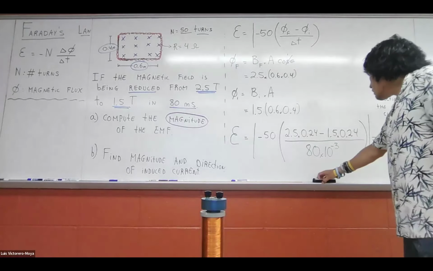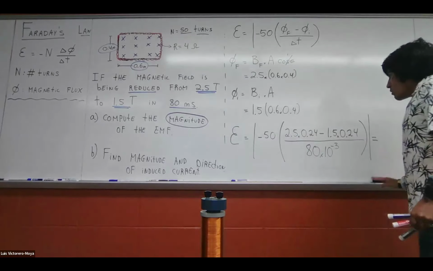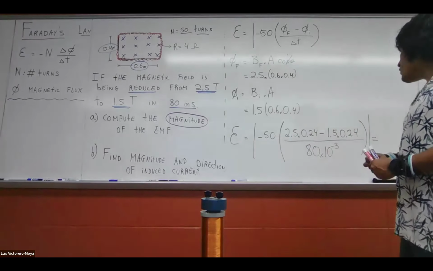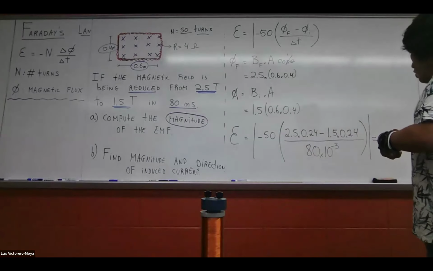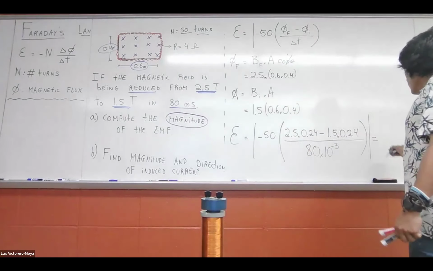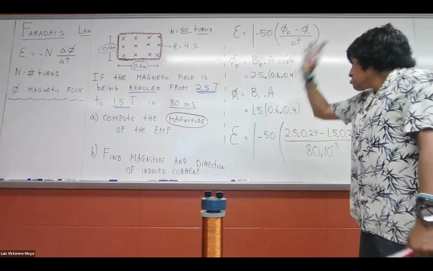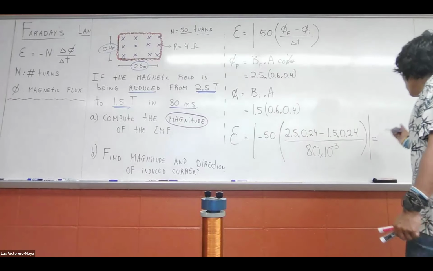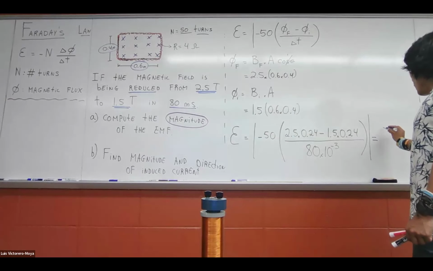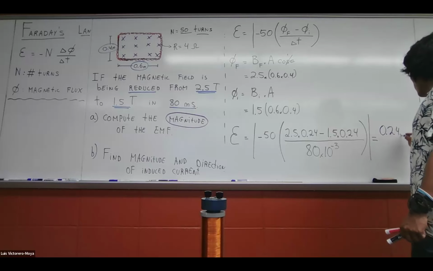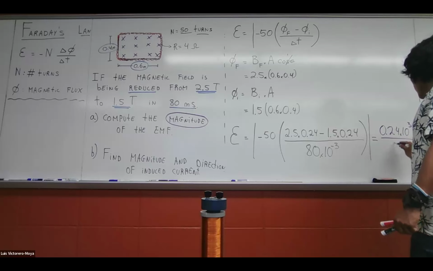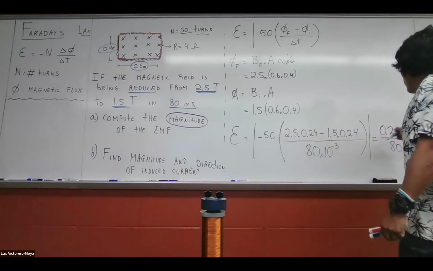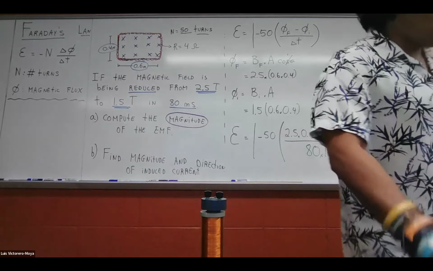2.5 minus 1.5 is 1. That's 0.24 over 80 times 1,000, and then times 50. By the way, because I'm taking the magnitude, the minus goes away. So you get 0.24 times 1,000 divided by 80, multiplied by 50. The 50 multiplies.